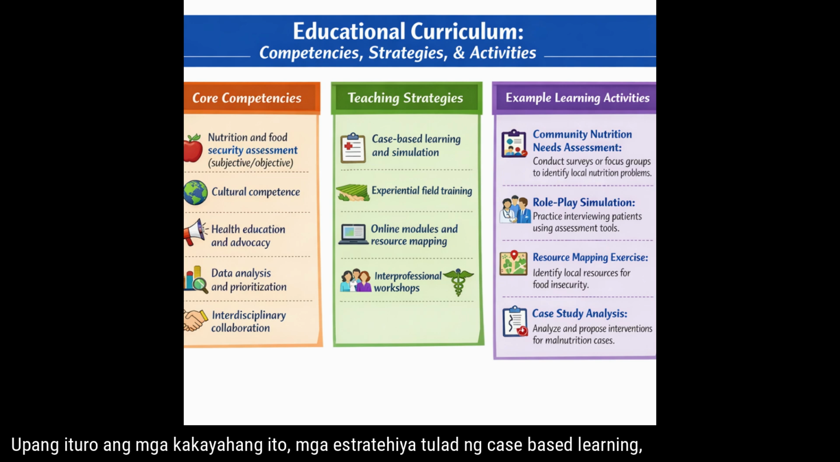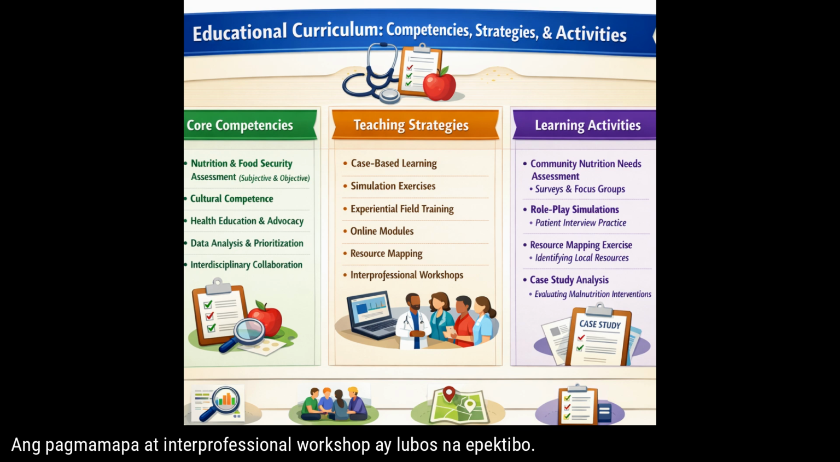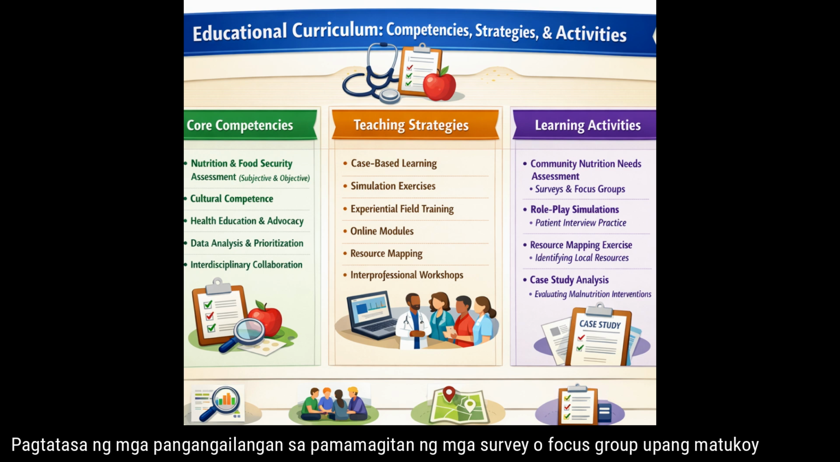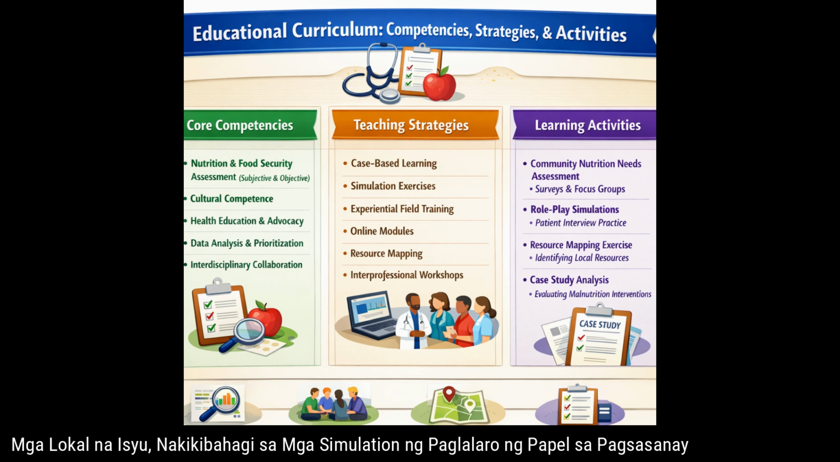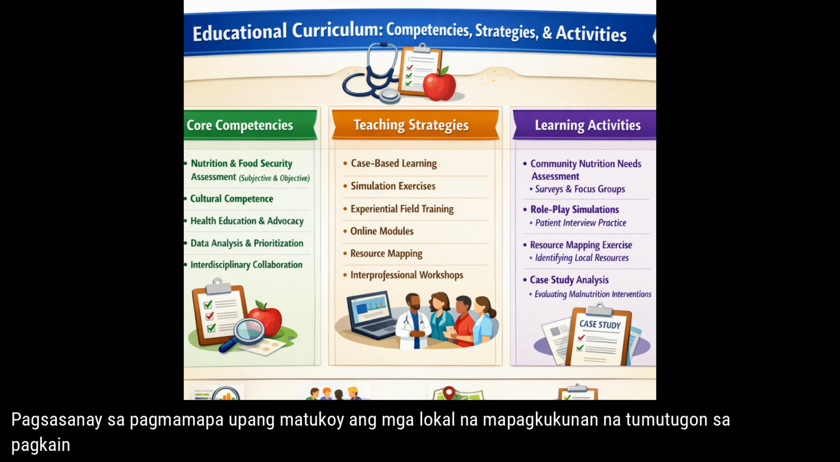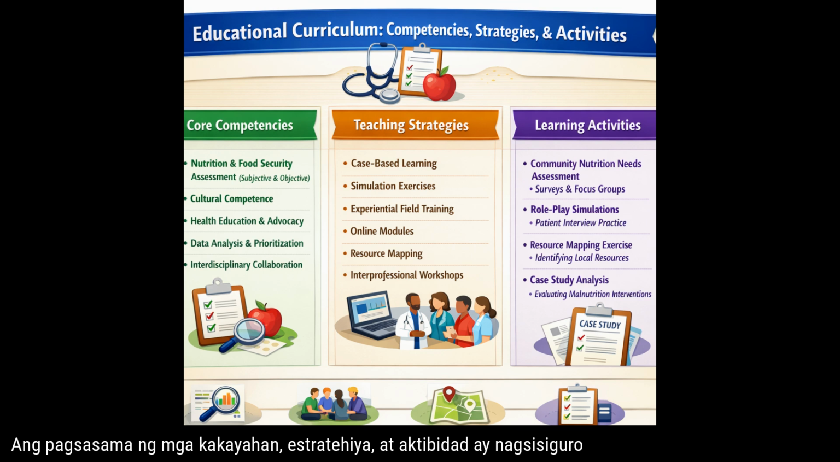To teach these competencies, strategies like case-based learning, simulation, experiential field training, online modules, resource mapping, and interprofessional workshops are highly effective. Example learning activities include conducting a community nutrition needs assessment through surveys or focus groups to identify local issues, engaging in role-play simulations to practice patient interviewing with assessment tools, completing a resource mapping exercise to identify local resources addressing food insecurity, and performing a case study analysis to evaluate and propose interventions for malnutrition cases. This blend of competencies, strategies, and activities ensures a well-rounded, practical, and impactful learning experience.